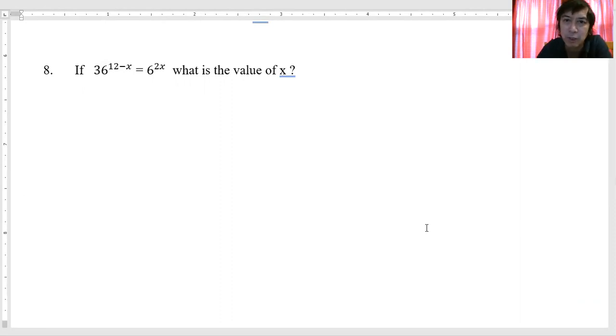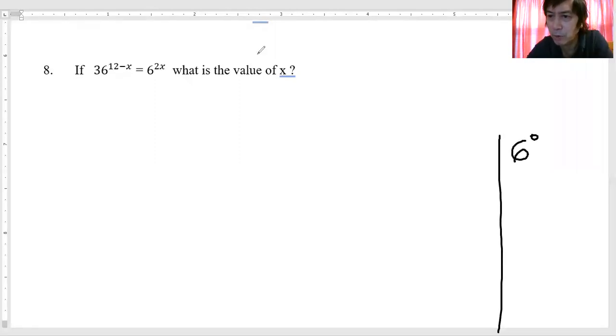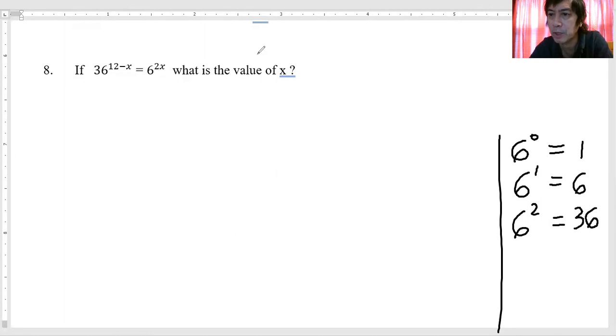We can now relate the 6 and the 36 using powers of 6. Let's have the table first. I always do it this way. 6 to the 0 is 1. 6 to the 1 is the number 6. 6 to the 2 is 6 squared. That's 36. 6 to the 2 means 6 times 6. All right, let's stop here. We don't need the higher values. We can now use the 36 and convert that to 6 squared.